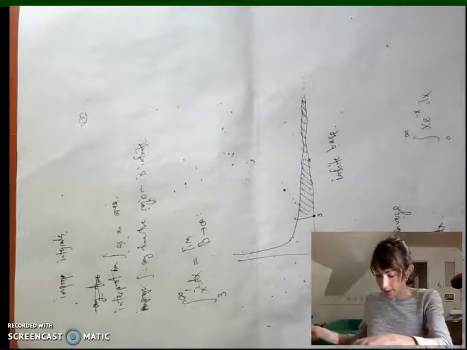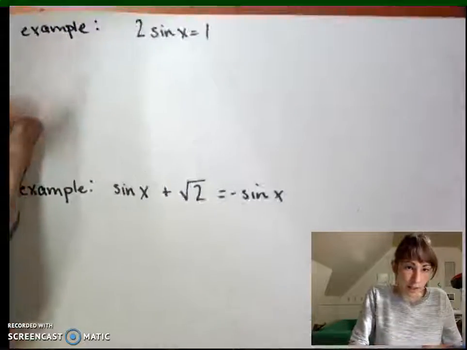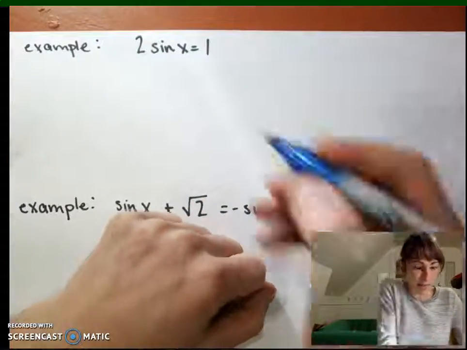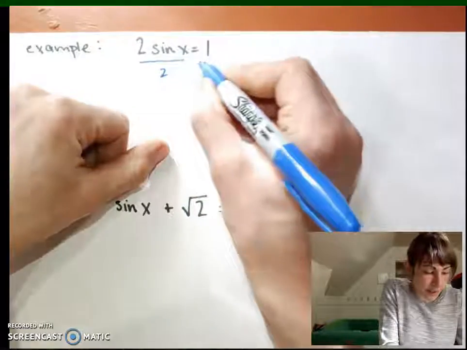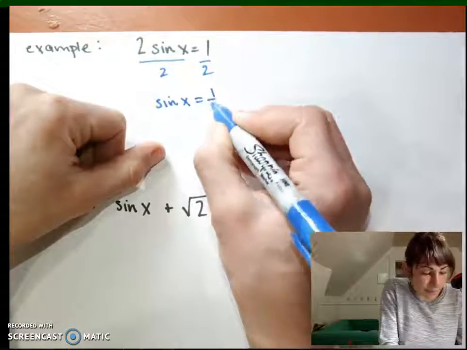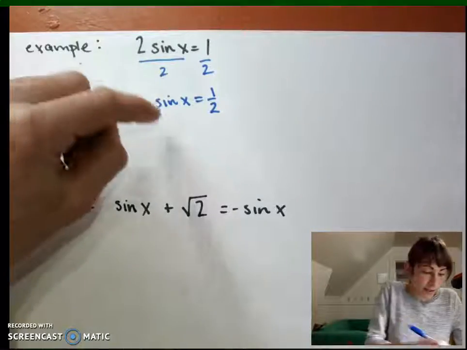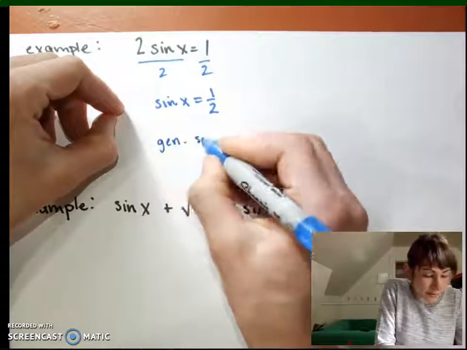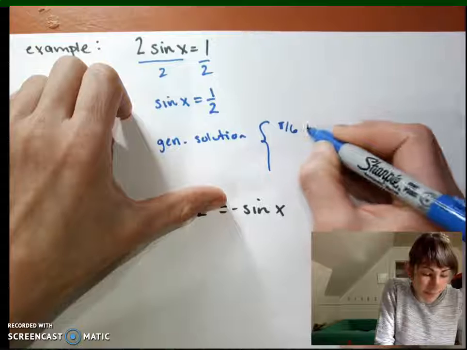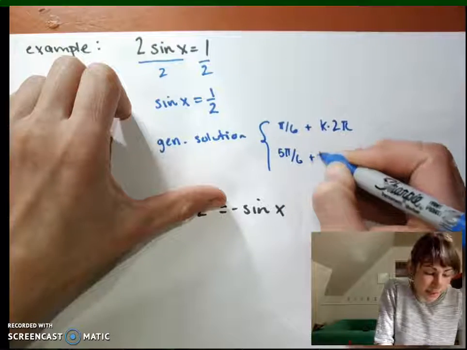So let's do another example here, a little more complicated. In this case, I don't have sine of x equals something. I have 2 sine of x equals something. So what do I do? I want to solve for sine of x. So I get sine of x equals 1/2. And notice that's exactly the same as our last example. So my general solution is the same. Pi over 6 plus multiples of 2 pi and 5 pi over 6 plus multiples of 2 pi.